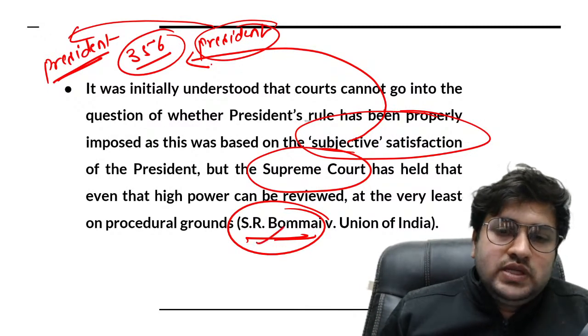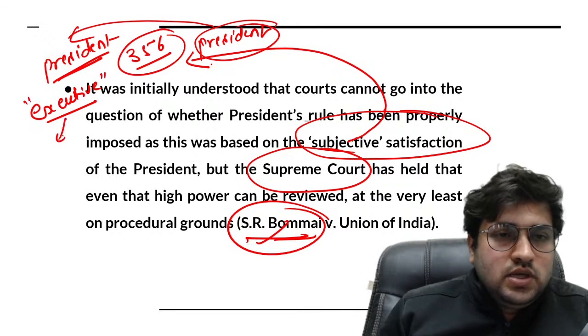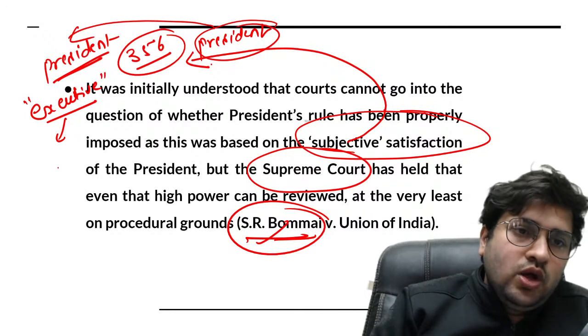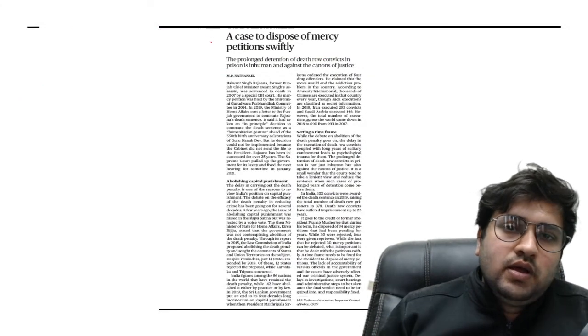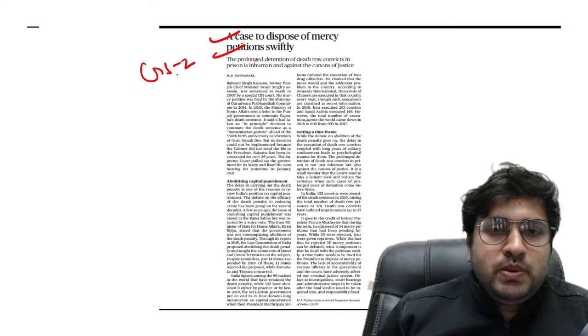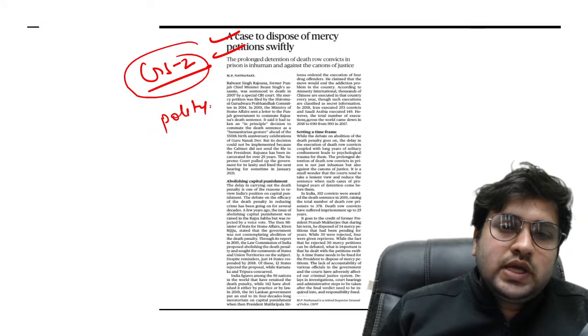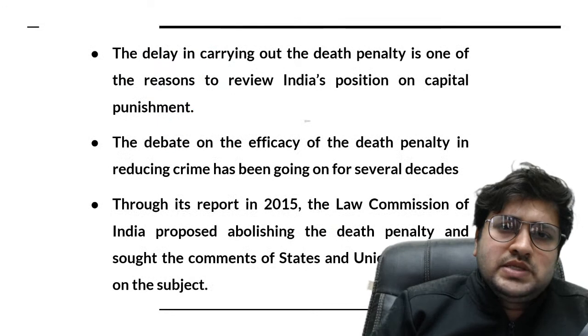With this case, certain executive functions like imposing President's rule have also been checked by the judiciary, or the approval of the imposition needs to be taken from the judiciary. Next is about the case to dispose a mercy petition. This is also a very important topic under GS Paper 2 under the polity section. The question can be framed related to the mercy petition.